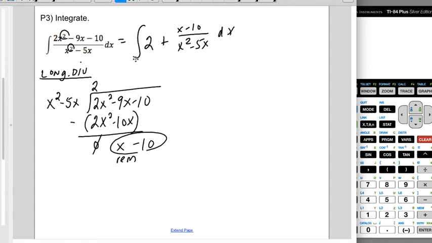So this piece is just going to integrate, right? The 2 is just going to integrate fine, right? We just have to remember it's there. So this is going to just integrate. And this is going to require a partial fractions decomposition.